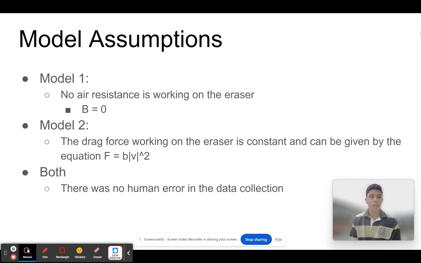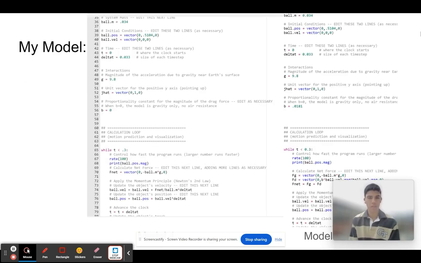Now, for the second model, the drag force working on the eraser is always given by the equation: the force of drag is equal to the constant B times the magnitude of velocity squared. The model assumption for both is that there's no human error in the data collection. So these are my two models, the one on the left being without drag, where B equals 0, and the one on the right being with drag, with B equal to 0.0181. How did I obtain this value? I simply did some trial and error until my model predicted the same final position as my data.